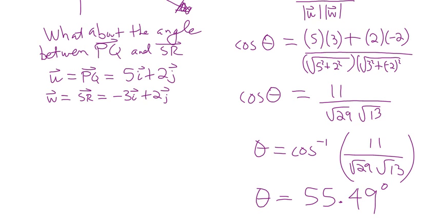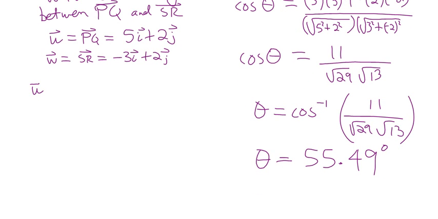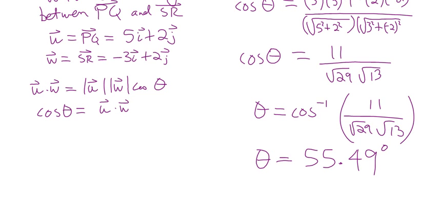All right, so let's just run that through the methodology. Which says what? U dot W is equal to the magnitude of U times the magnitude of W times cos theta. So cos theta is equal to? Remember these formulas?